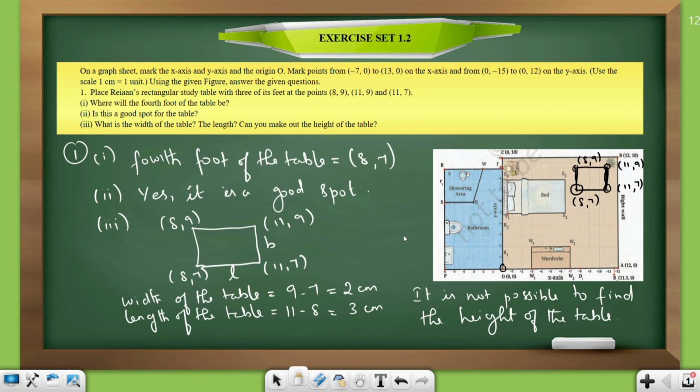So that's all about this first problem. Let's see the solution for the second question in the next video.